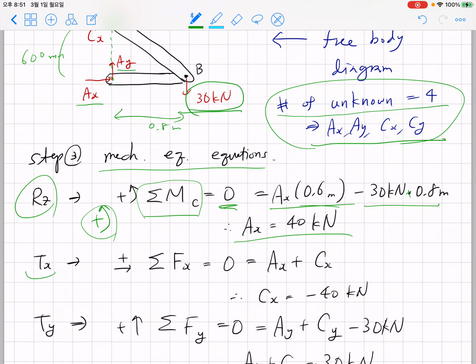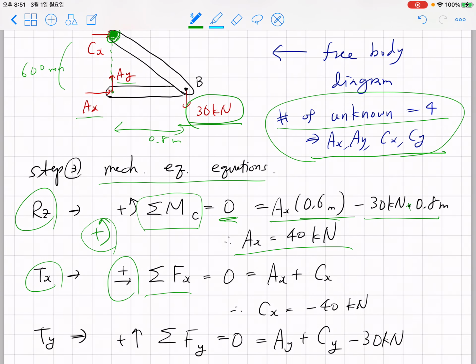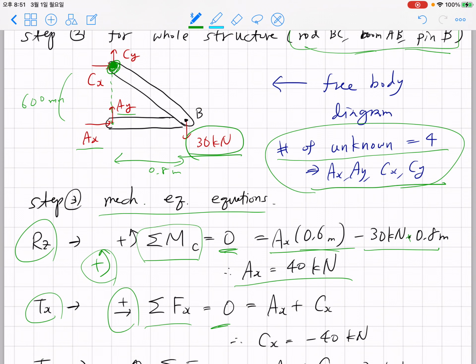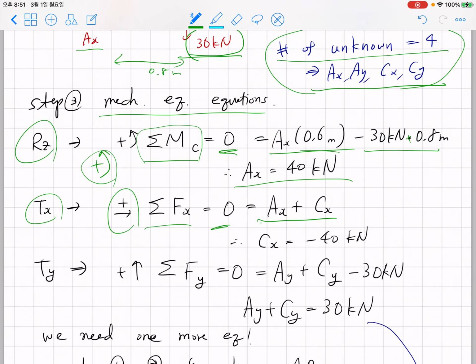Now let's consider translation in x. Taking the right direction as positive, we sum up all forces in the horizontal direction. The force sum should be 0 for mechanical equilibrium. Along the horizontal axis we have Ax and Cx, so Ax plus Cx should be 0. So you figure out Cx must be minus Ax, which is negative 40 kilonewtons.